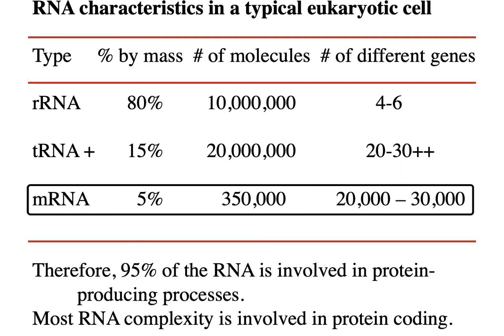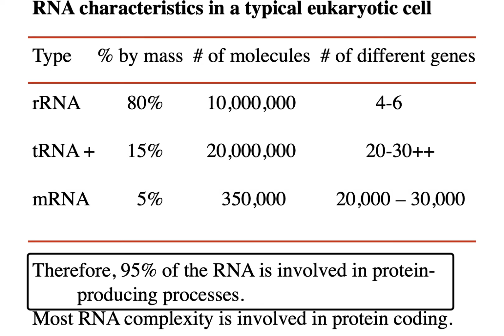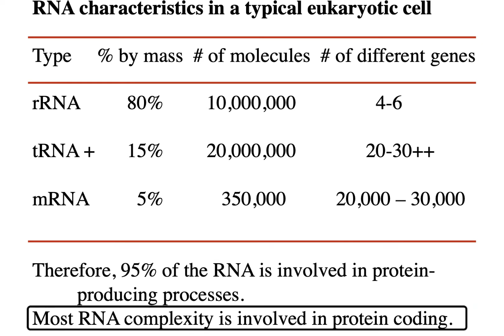The mRNAs make up only about 5% of the total RNA in a cell, about 350,000 molecules in any particular cell. But there are 20 to 30,000 different mRNAs encoding different proteins. And it can be as low as 4,000 and as many as 50,000, depending on the species. Therefore, about 95% of these RNAs are involved in the protein producing process. But most of the complexity in the cell, the RNA complexity, is within the mRNA molecules themselves.